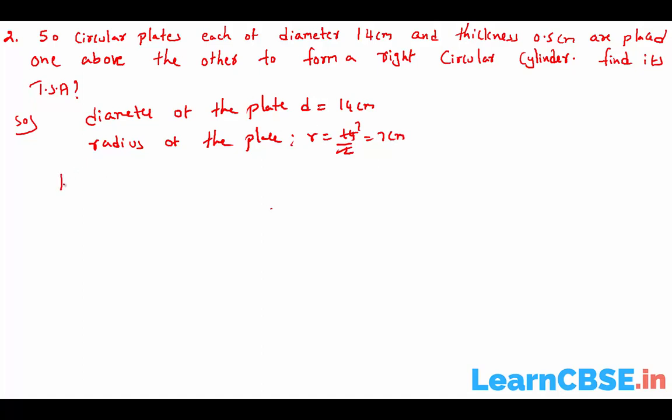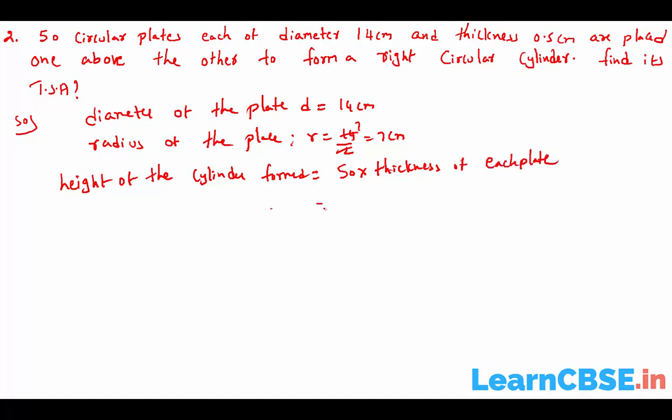Now height of the cylinder formed equals 50 into the thickness of each plate, which is 0.5 centimeters. 0.5 can be written as half, 50 into half centimeter, then you will get 25 centimeters. Now we have the cylinder with height h equals 25 centimeters, radius 7 centimeters. Now you can find the total surface area of that.